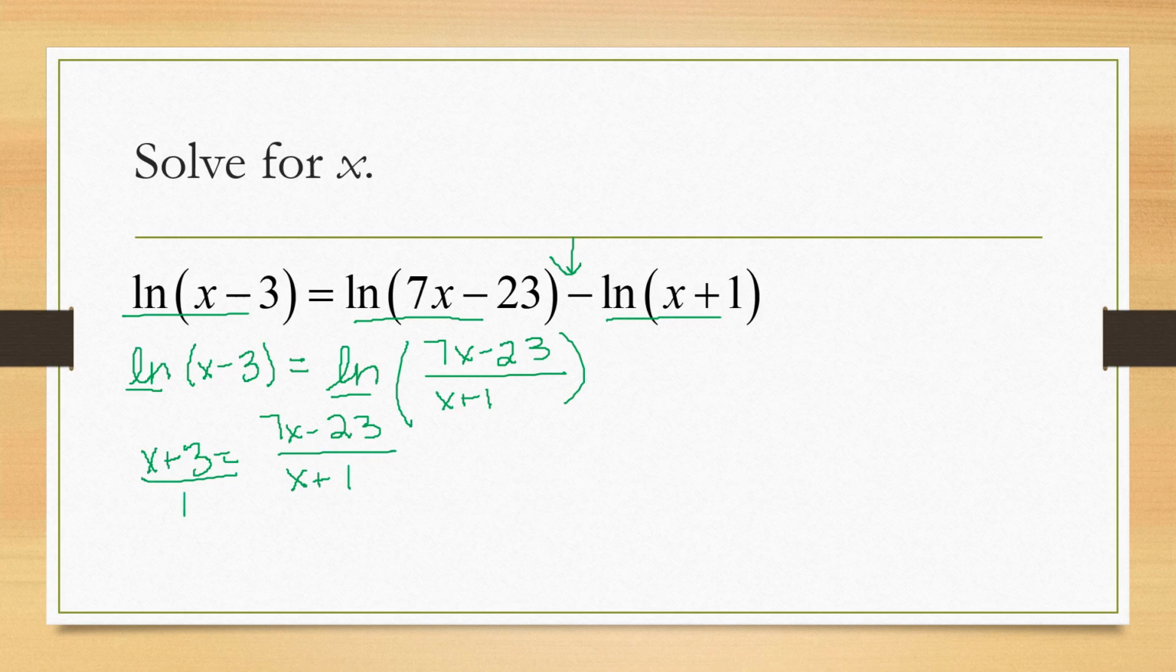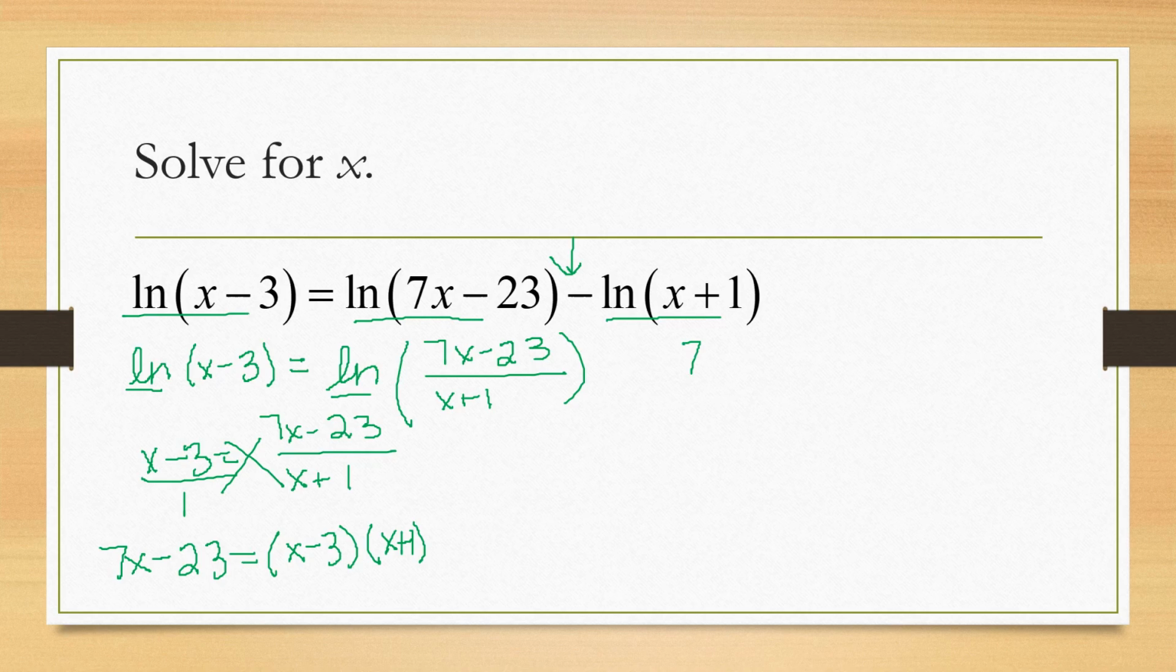I'm going to take cross products now to start the solution. So if I take this side, 7x minus 23 equals 1, or times 1, I get 7x minus 23. And then on this side, I'm going to have x minus 3. I had a little error there, let's fix that. That should be a minus. So x minus 3 times x plus 1. And I'm going to do the distributive property here.